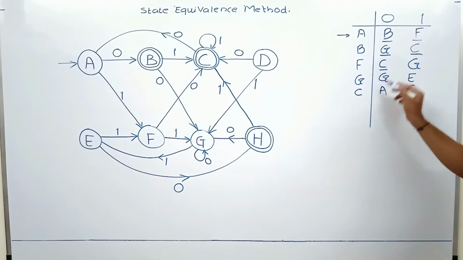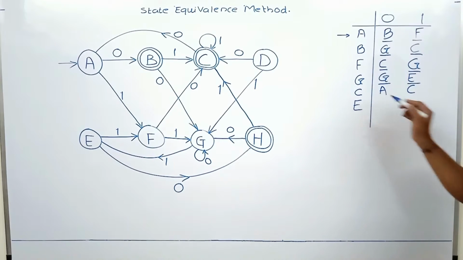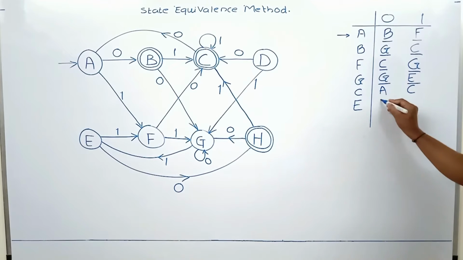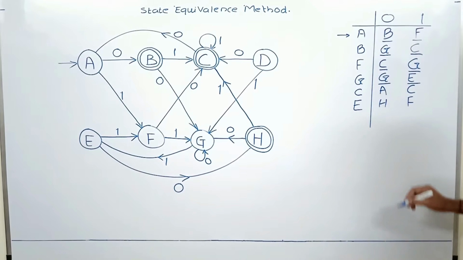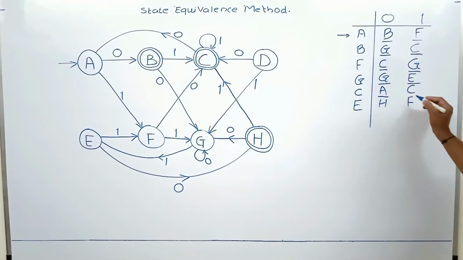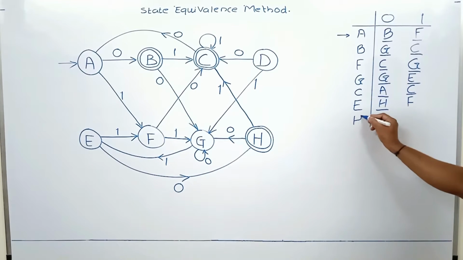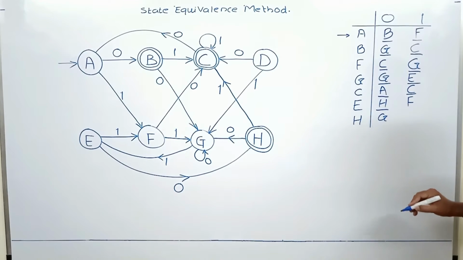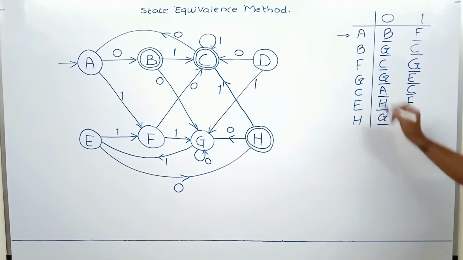Next, C is already here, G already here, E is a new reachable state. E on 0 goes to H, E on 1 goes to F. A is already considered, C is here, H is a new reachable state. H on 0 goes to G, H on 1 goes to C. F, G and C are already here.